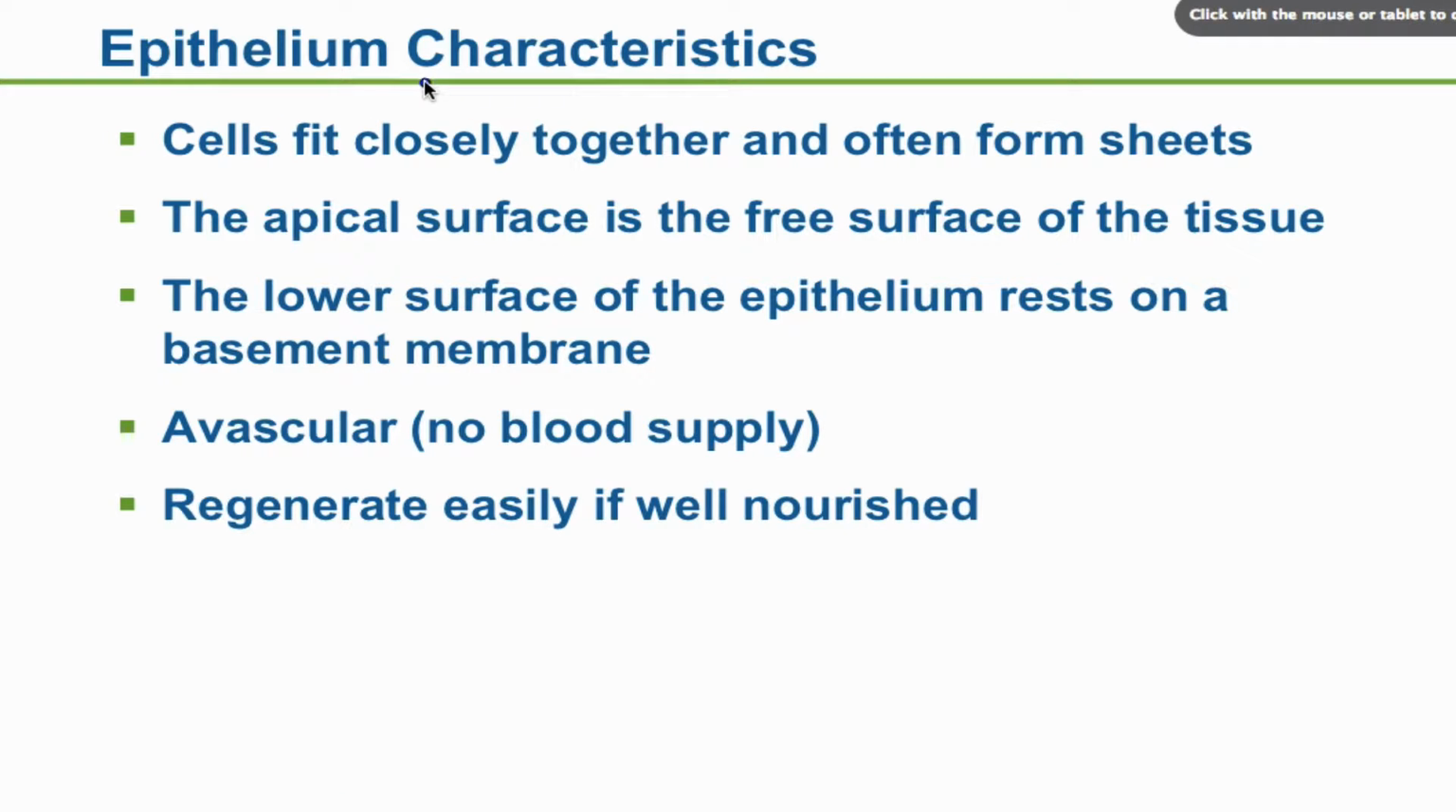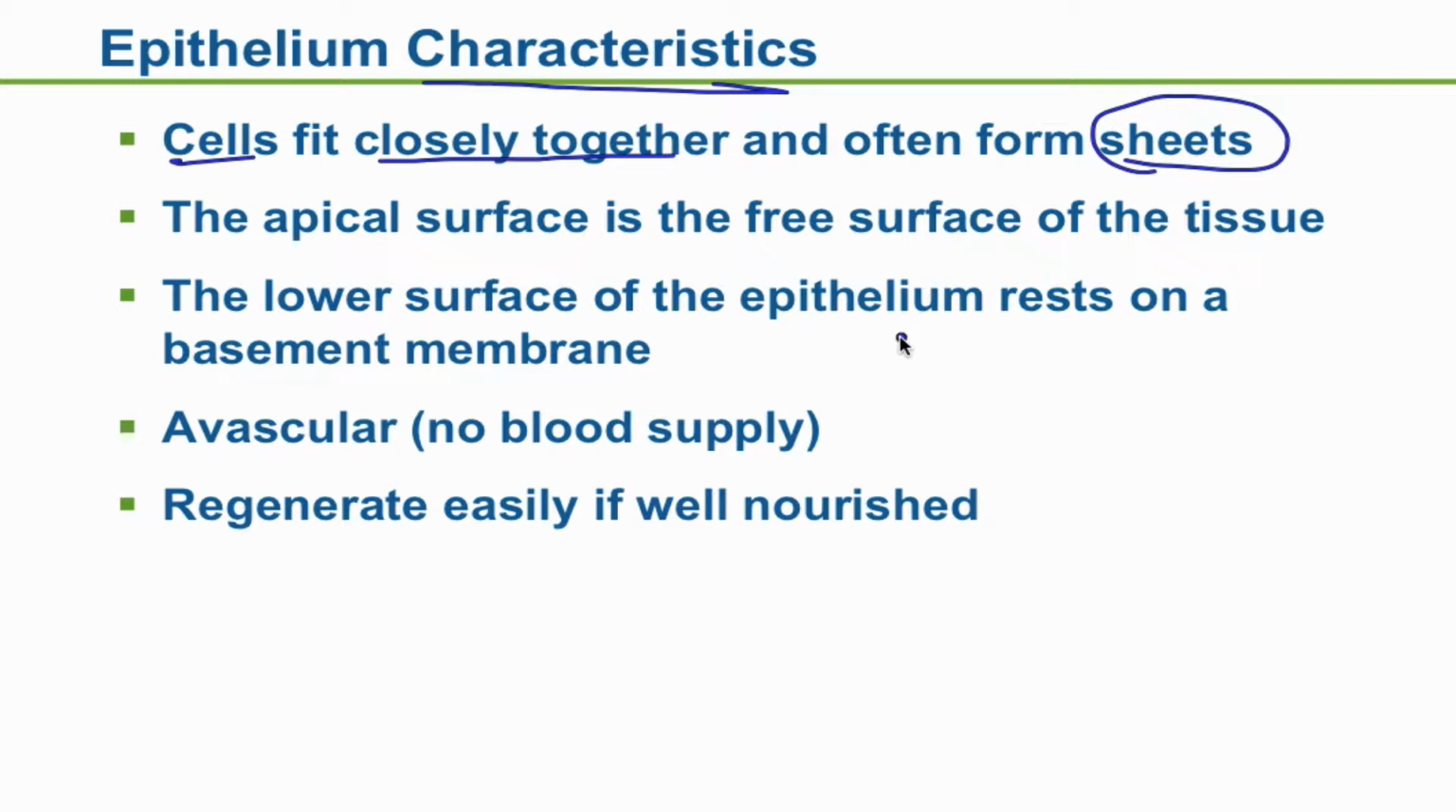Okay, so now we go ahead and move to the characteristics column. Hopefully this makes sense to you as you're filling these out. Cells fit closely together and often form sheets. So maybe to get this a little bit so you don't have to write quite as much, maybe write cells are close together forming sheets. So cells, they're close together, sheets.